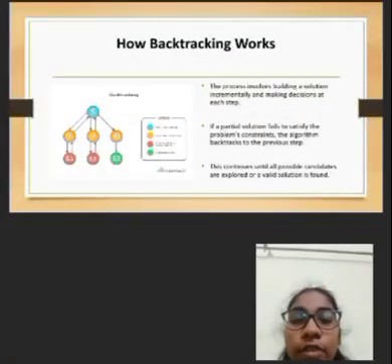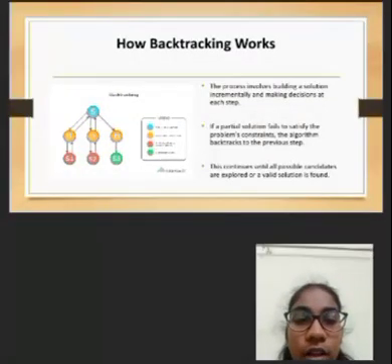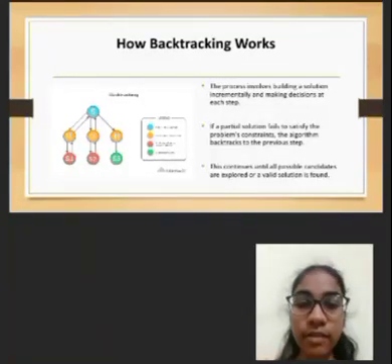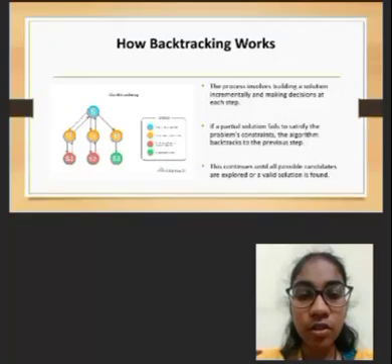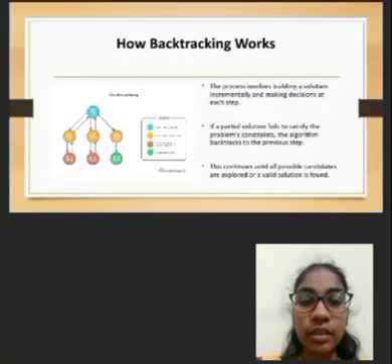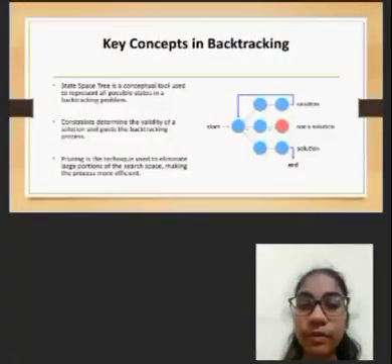How backtracking works. The process involves building a solution incrementally and making decisions at each step. If a partial solution fails to satisfy the problem's constraints, the algorithm backtracks to the previous step. This continues until all possible candidates are explored or a valid solution is found.